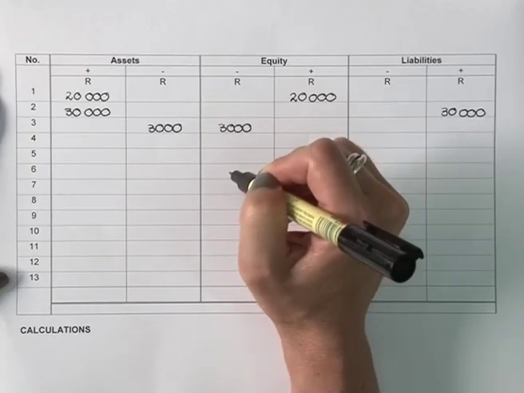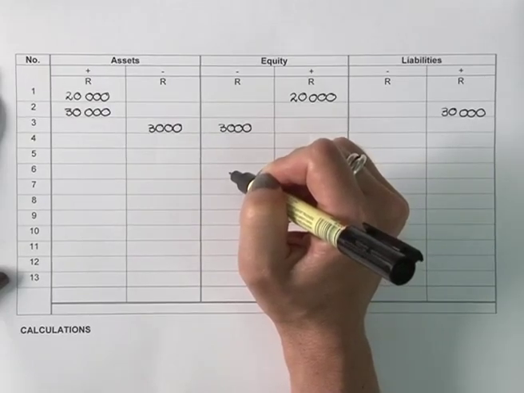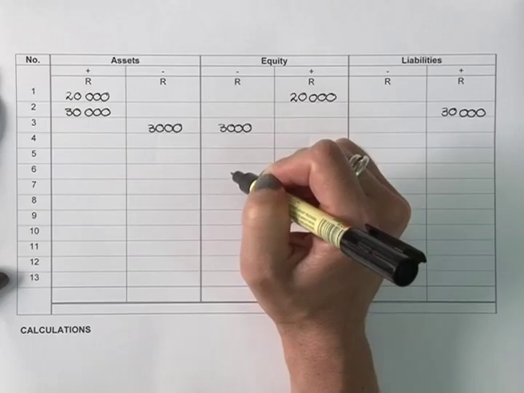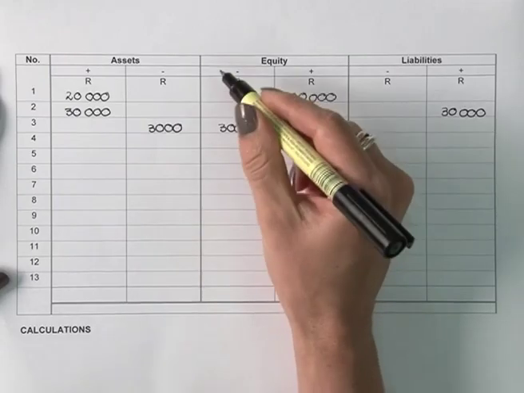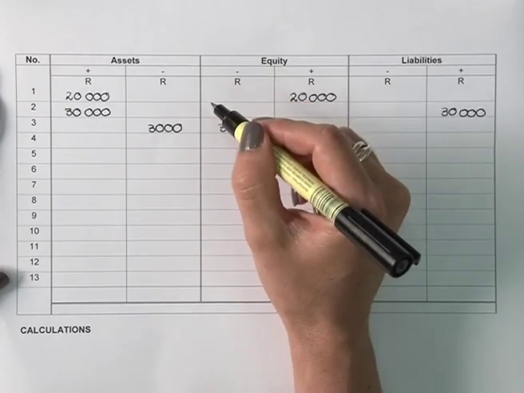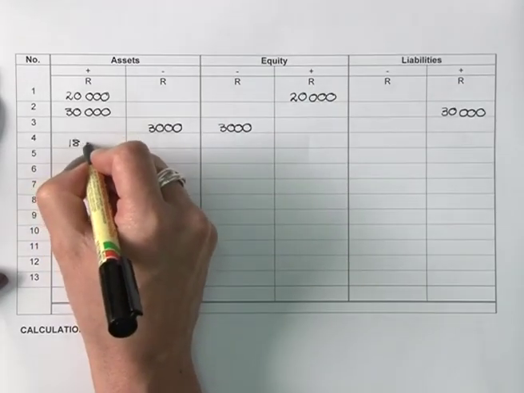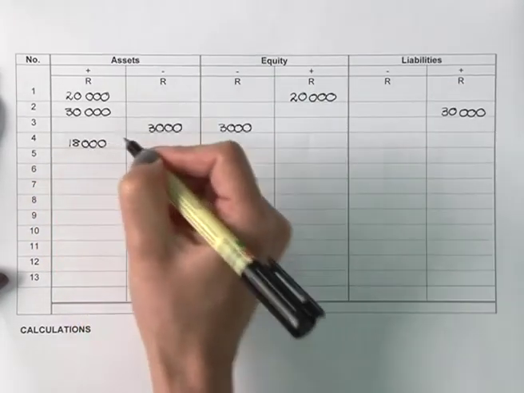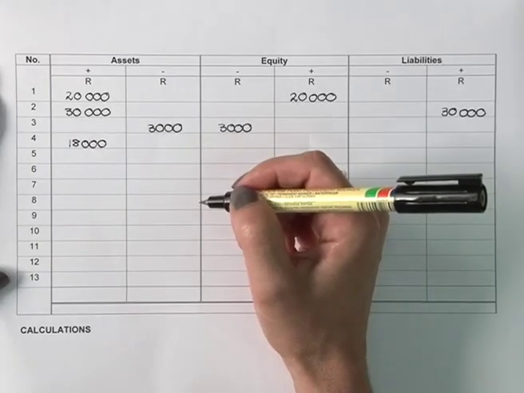Number 4, we purchased equipment for the salon from salon suppliers for 18,000 Rand. The amount is payable in 3 equal monthly installments. The first installment is due at the end of the month. Purchasing equipment will result in an increase in assets. So this 18,000 Rand is to the benefit of the entity to be applied to generate income. So we're going to increase our assets with 18,000.